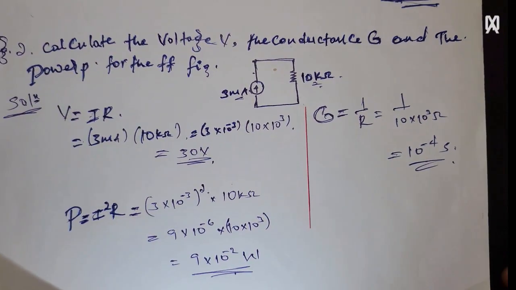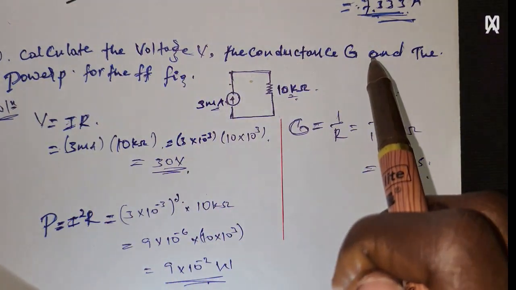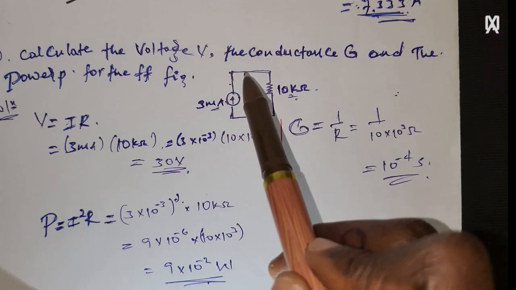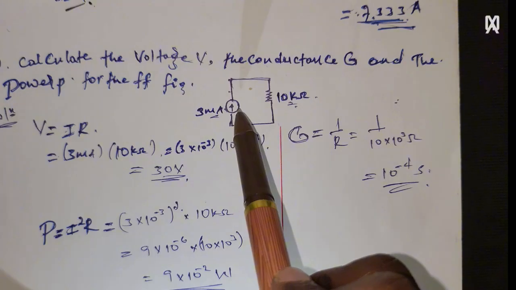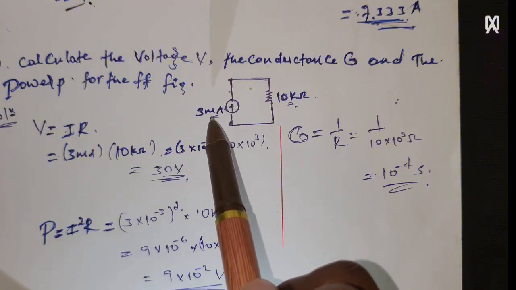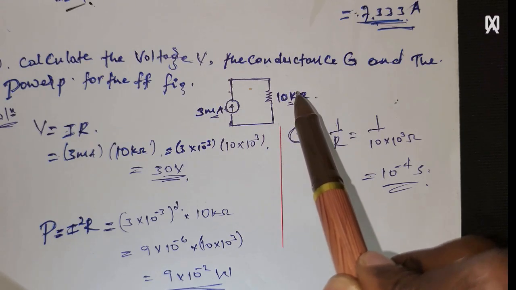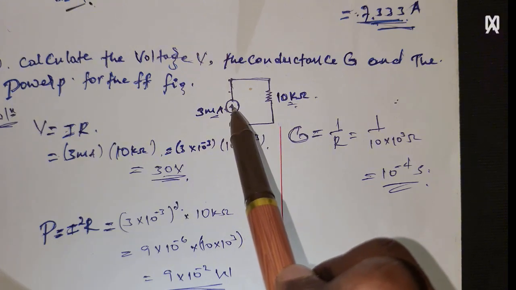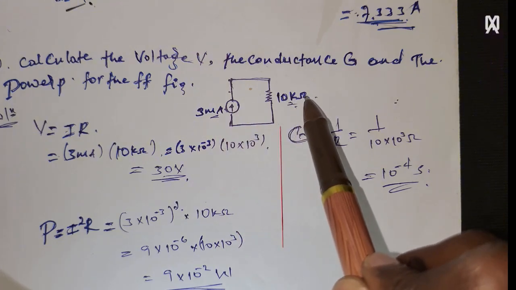The second example is to calculate the voltage, the conductance G, and the power for the following figure. This is the circuit. There is an independent current source of 3 milliampere and a 10 kilo ohm resistor.